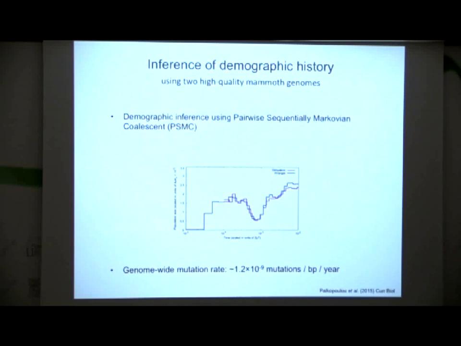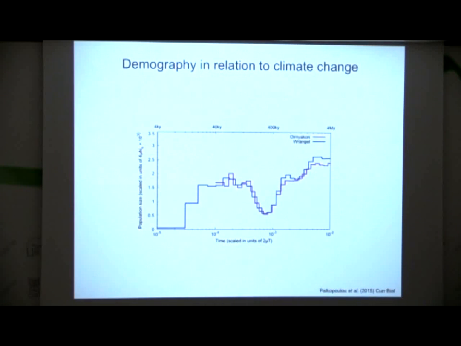And the estimate we get is 1 by the power of minus 9 mutations per base pair per year, which is a high mutation rate. It's higher than humans, about twice humans, actually, the most recent estimates in humans. But it's the best one we have, we argue. When we then use this mutation rate, we can convert this time axis into years up here. And then we can infer 2 things from this plot.